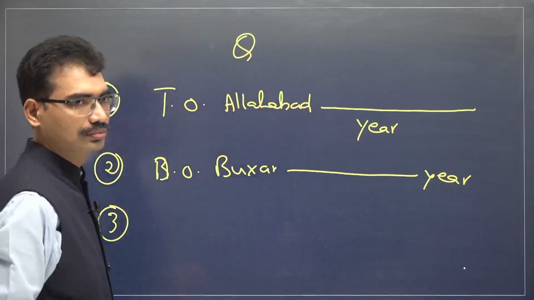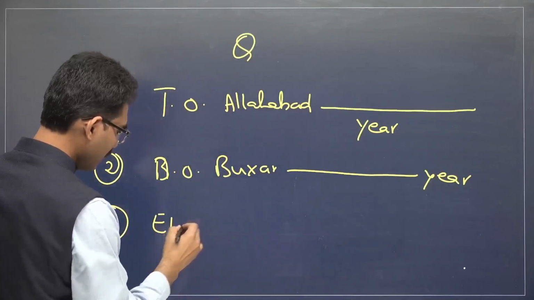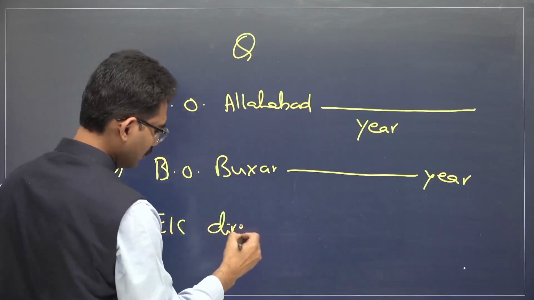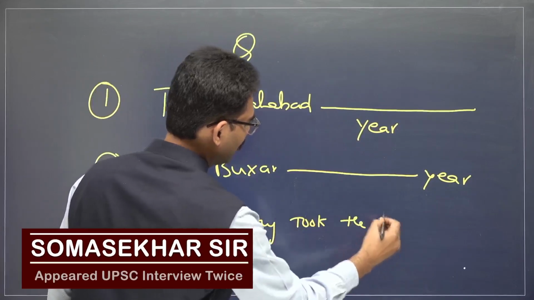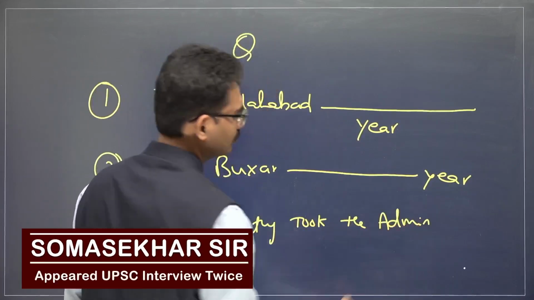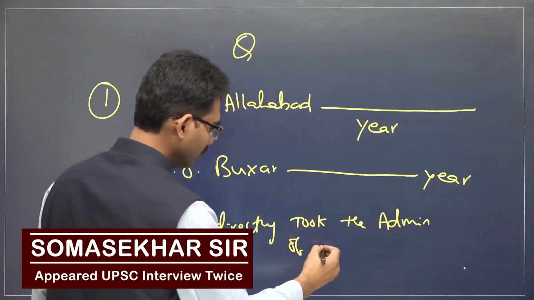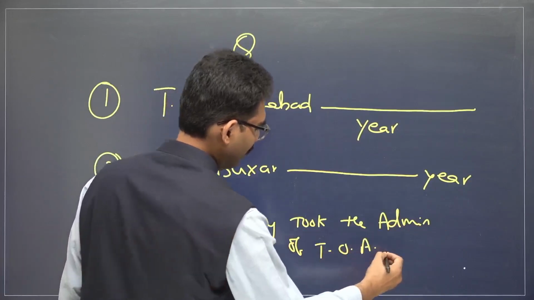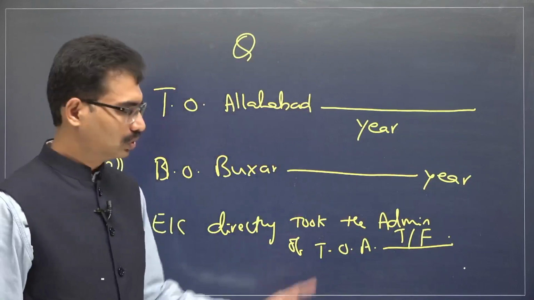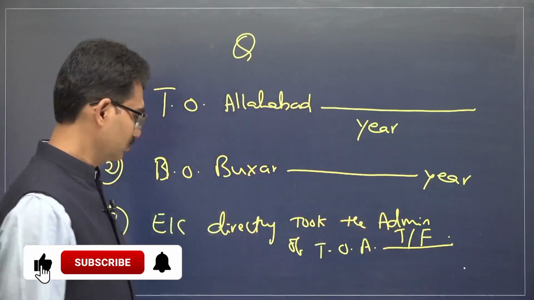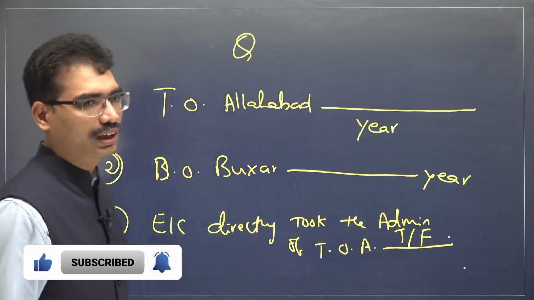Third one, the East India Company directly took the administration after the Treaty of Allahabad. True or false? These are the three questions.